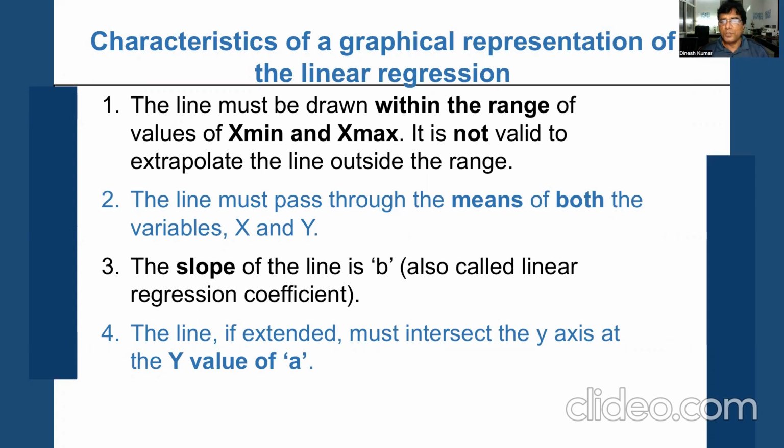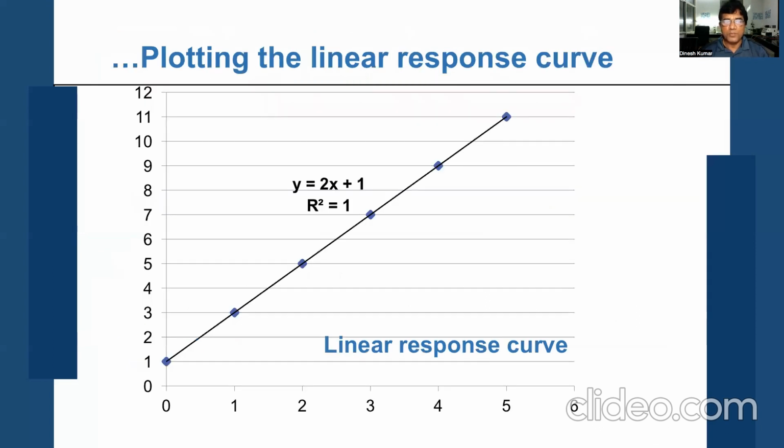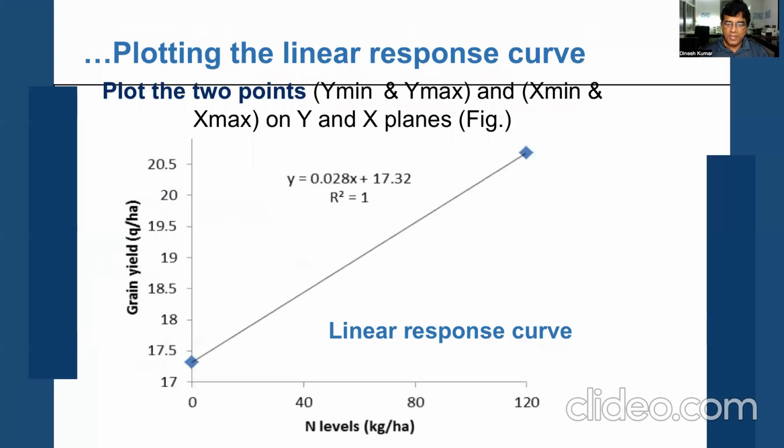The line must pass through the means of both the variables x and y. This line, if it is linear, must certainly pass through the mean of both. Like in this case, the mean was 60. So you just take a line at 60 like this, here, the point will be 16, and you can go to this side. So it will be somewhere around 19. So you can see this point. So the means of x and y cross each other.